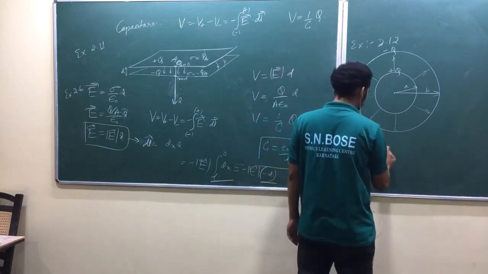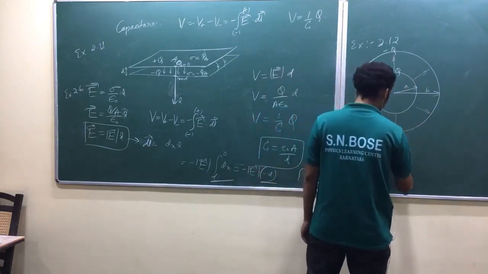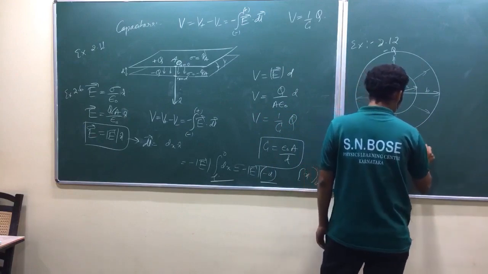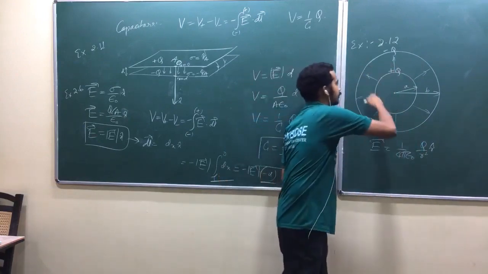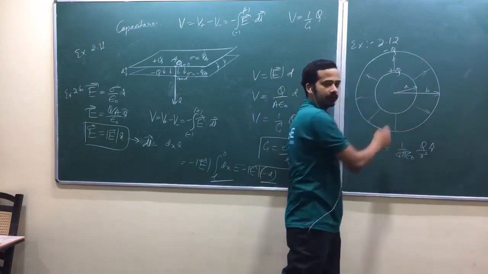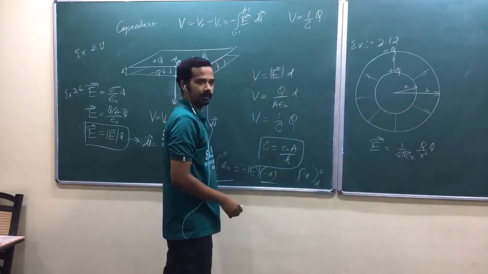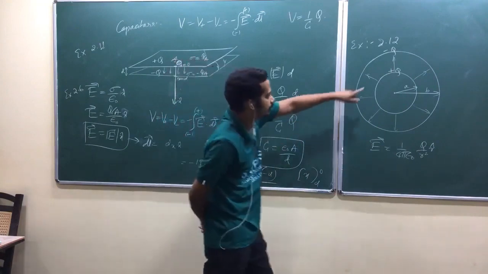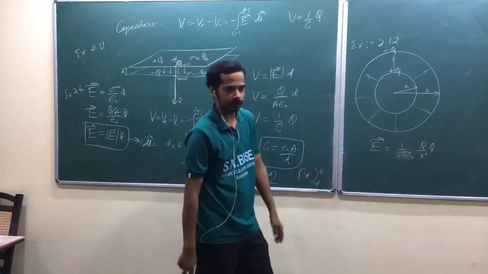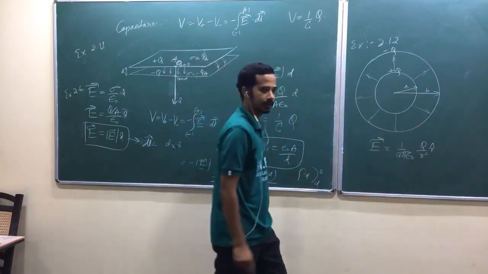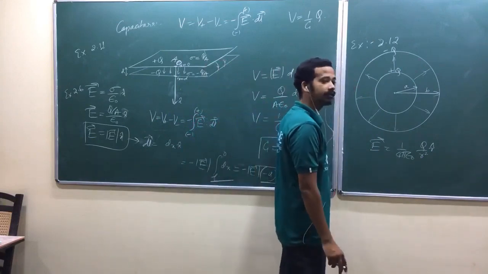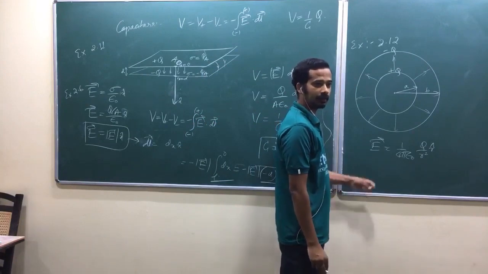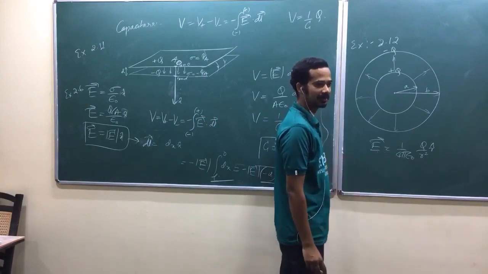Can I write electric field? Again, if you apply Gauss law, 1 by 4 pi epsilon naught Q by R square into R cap, isn't it? Because if you take any Gaussian surface which is concentric with the center, that Gaussian surface will enclose this Q charge and Gauss law will give this one. You should have practiced Gauss law in such a way that you can quickly apply it and write this one.